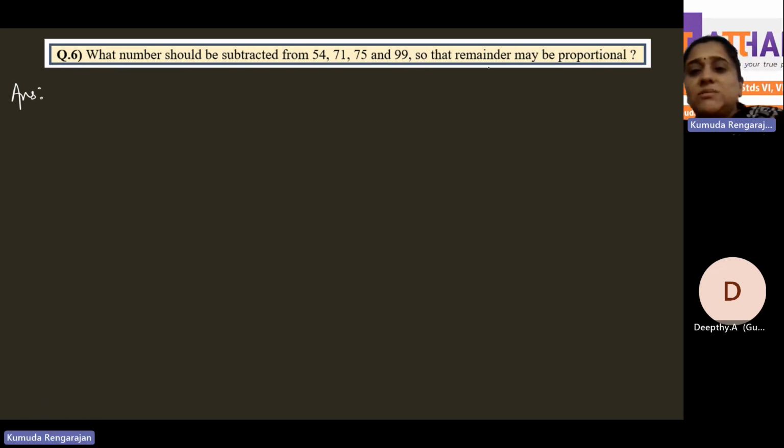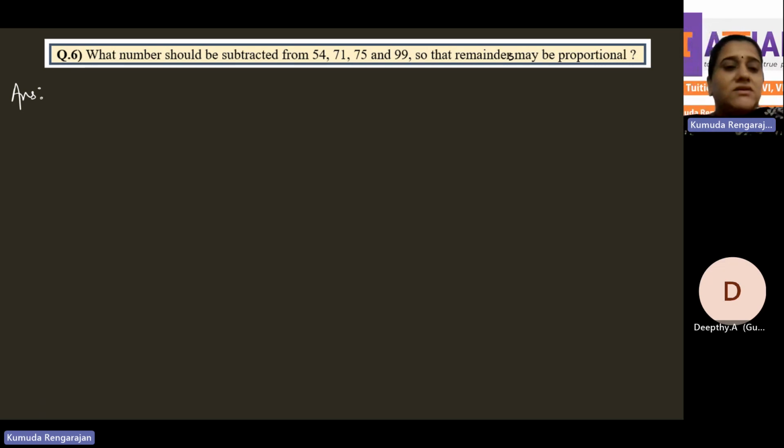It's remainder. So put an S there, so that the remainders may be proportional. It is clearly given that these four numbers are not in proportion. What is that number which is to be subtracted from all these four numbers so that the remainders are proportional? On subtracting, the four new numbers you get are remainders.